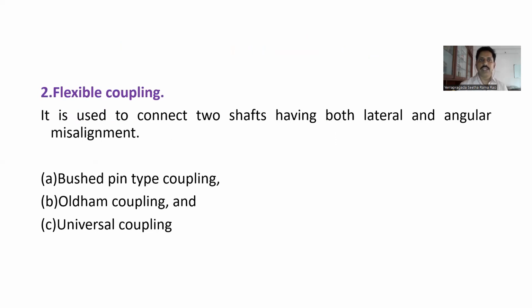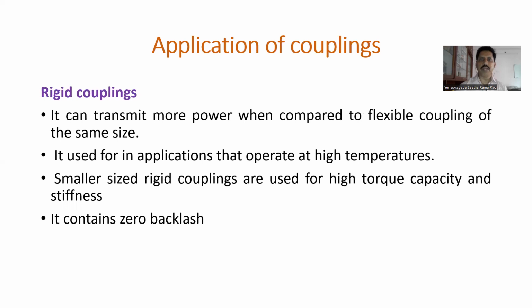And the second classification is the flexible coupling. These are used to connect shafts having both lateral and angular misalignment here. We classify these as the Bushnell type coupling, Oldham coupling, and universal coupling. There are three types of couplings in the flexible coupling. And now the applications where we are using these kinds of couplings.